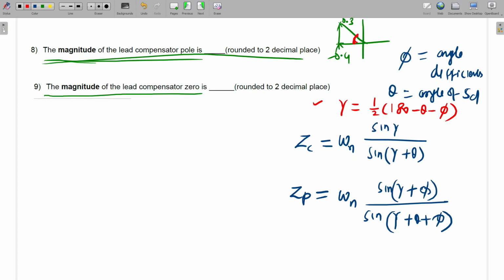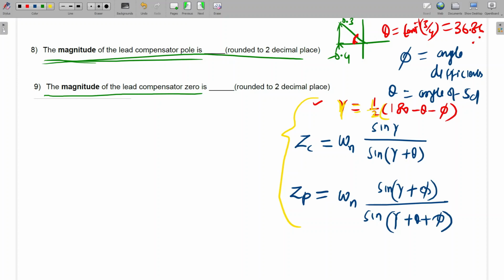Can anyone tell what this theta will be? Theta is equal to tan inverse 3 by 4, which is 36.86 degrees. This formula we should remember, as these are standard formulas for designing the lead compensator. So we should know these parameters. Gamma is equal to 1 by 2 into (180 degrees minus theta minus phi).